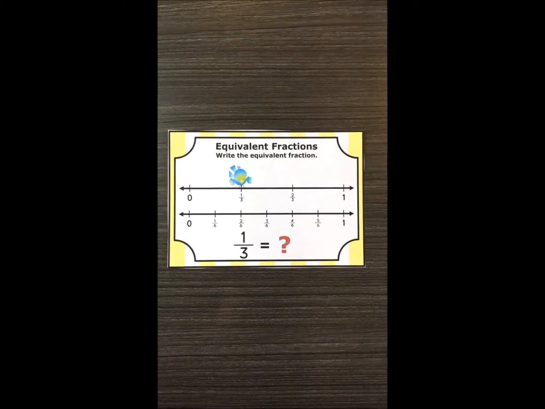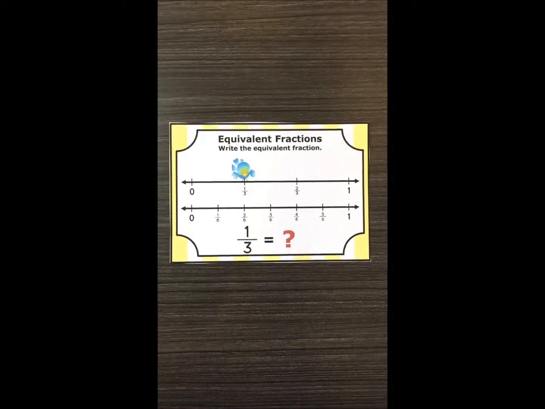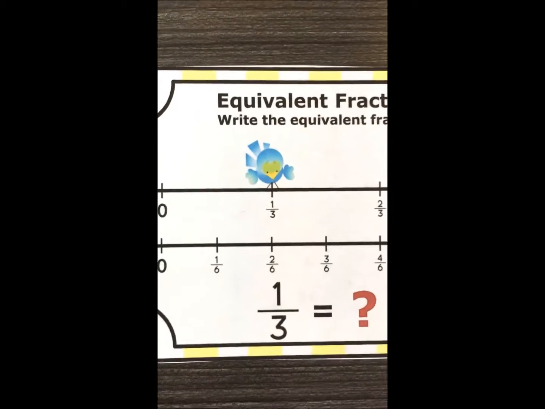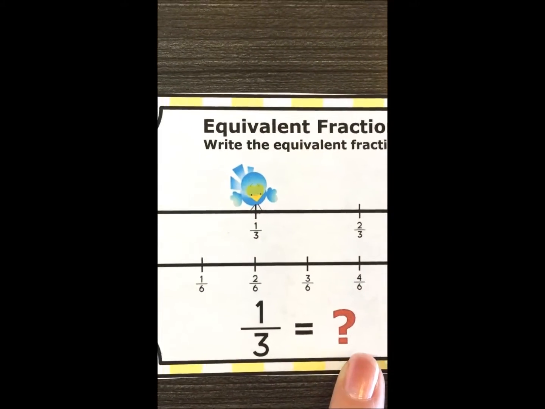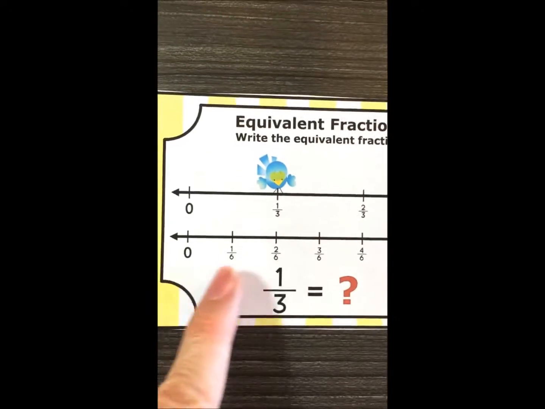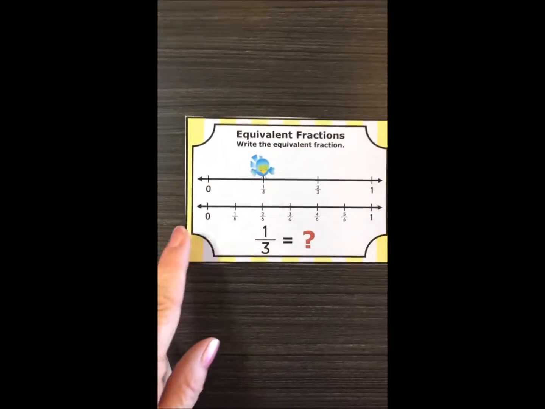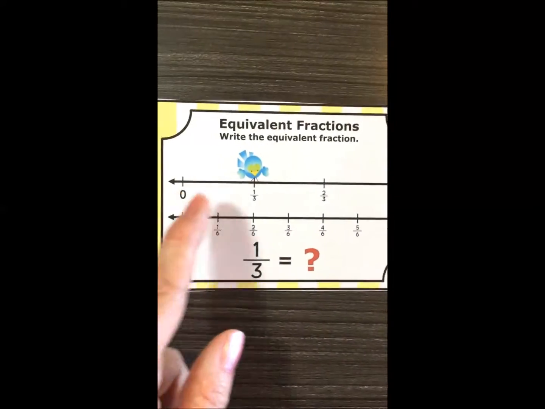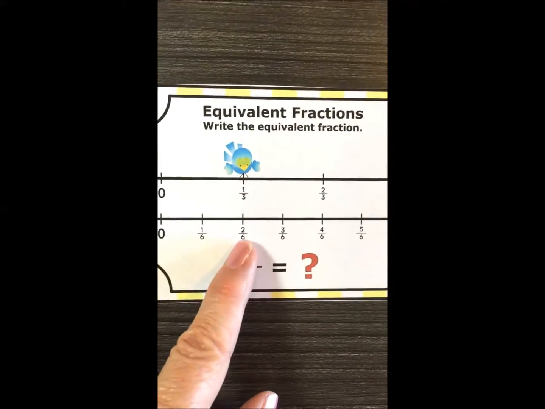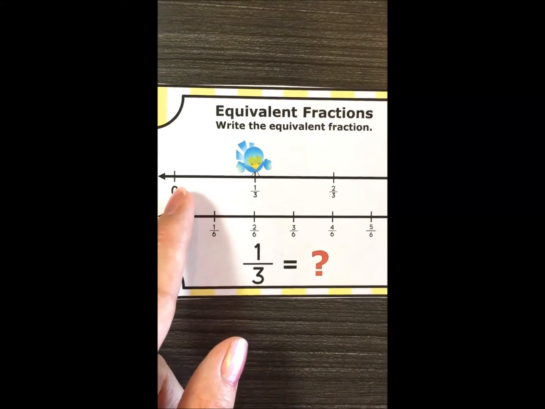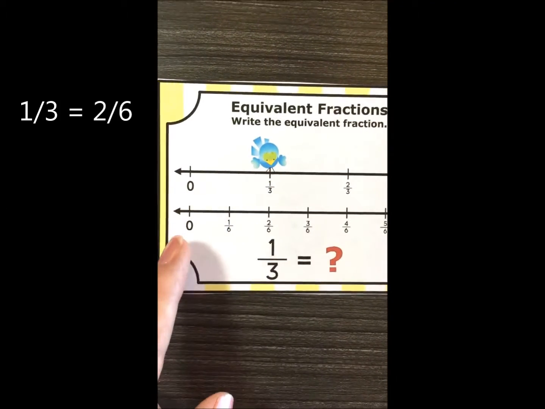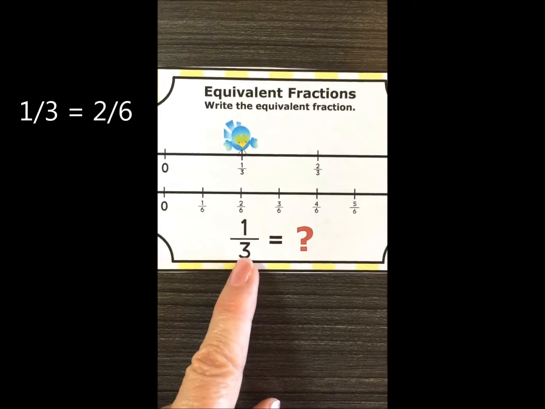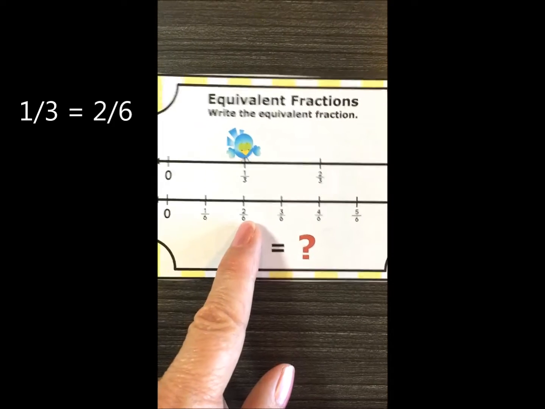Remember, we can also determine equivalent fractions with number lines. On this card, the bird is on 1/3. We want to know that 1/3 equals which fraction in sixths? Notice the number lines are the same length, so we can make an accurate comparison. 1/3 lines up with 2/6. The distance from 0 to 1/3 is the same as the distance from 0 to 2/6. Therefore, 1/3 equals 2/6.